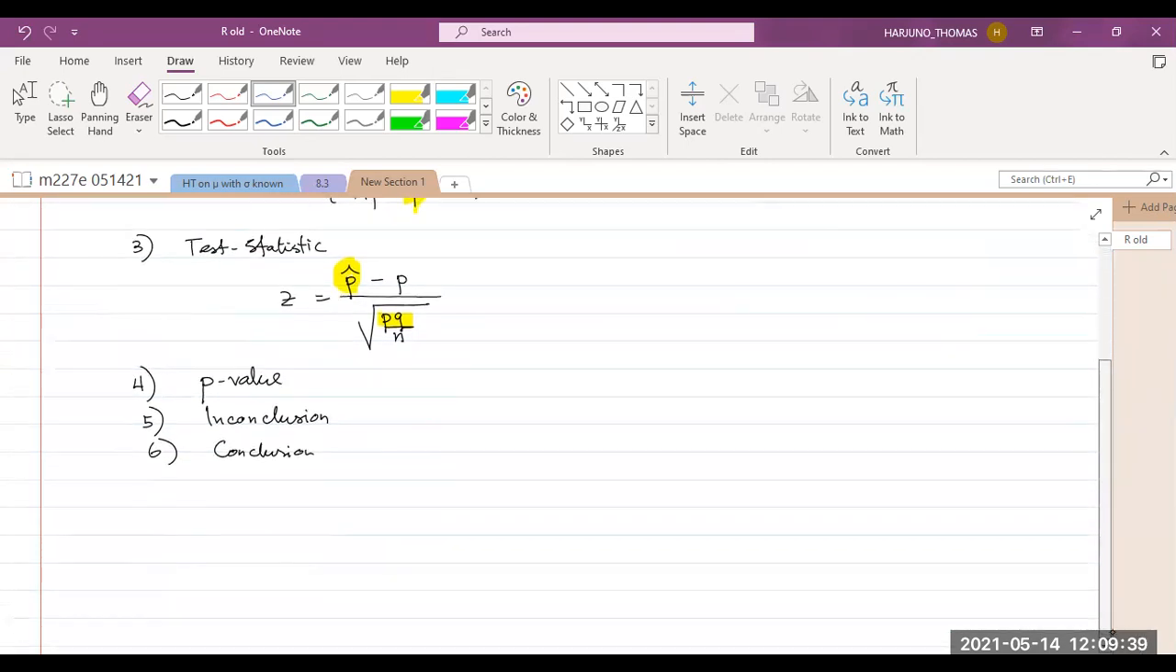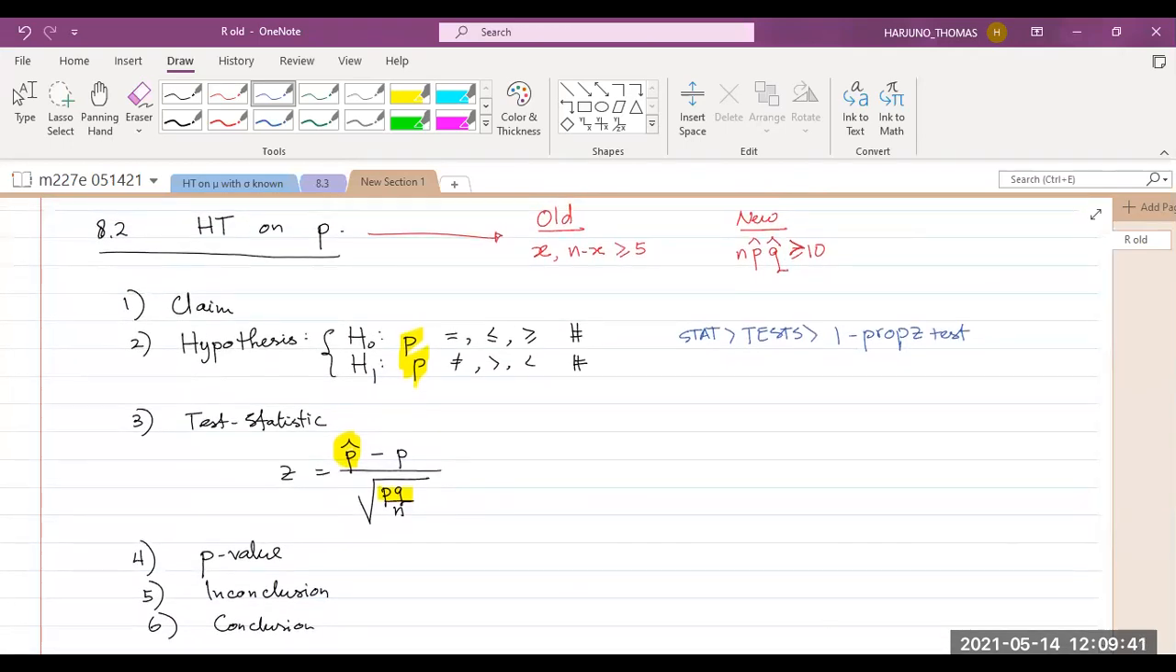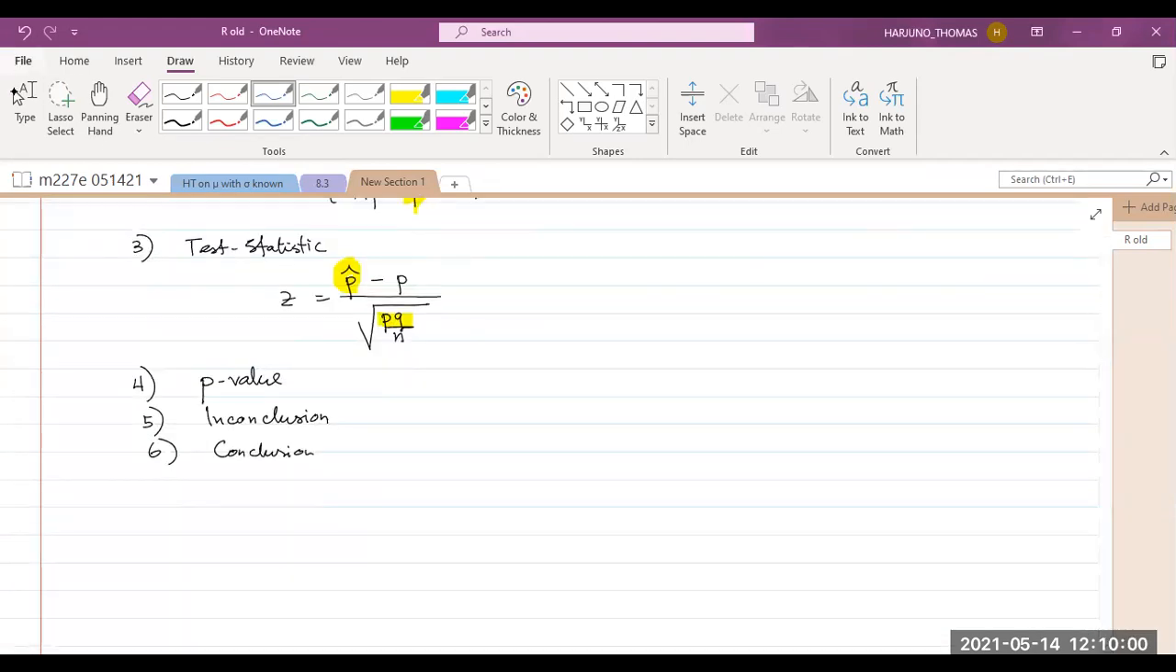Okay, now let's start. Let me screenshot first. I will do number 9 from 8.2. 8.2, number 9.